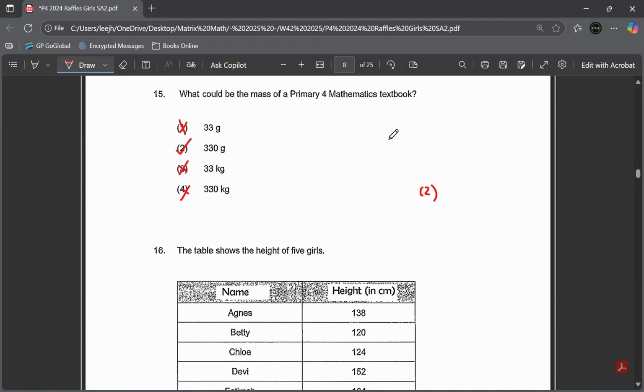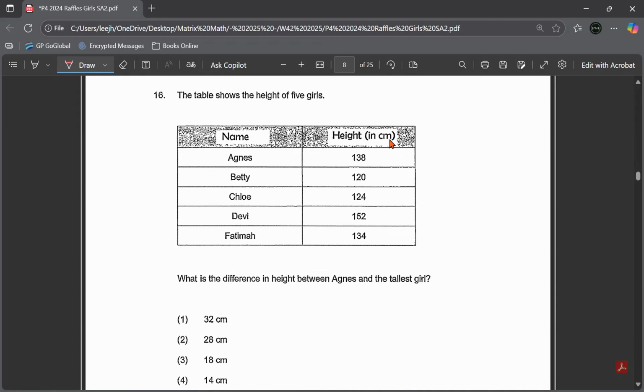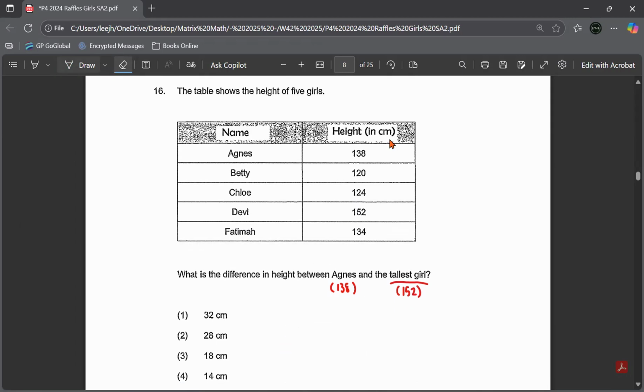Question number 16. The table shows the height of five girls. What is the difference in height between Agnes and the tallest girl? So Agnes is 138. The tallest girl, if you compare, is Davy, which is 152. So I'm looking at the difference. 152 minus 138, 14 cm. So answer number 4.